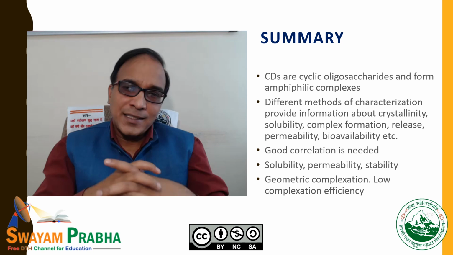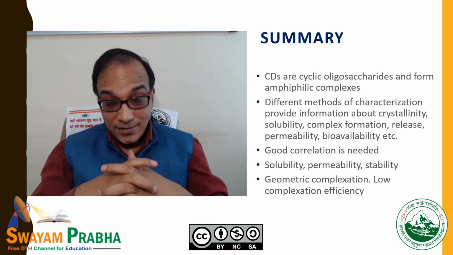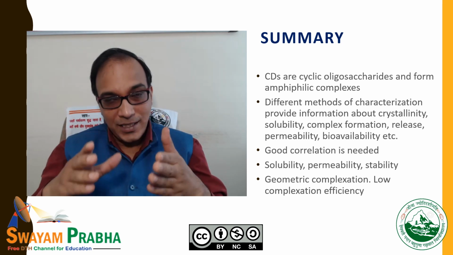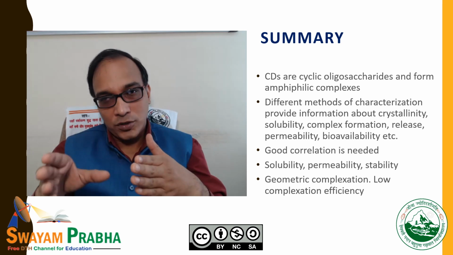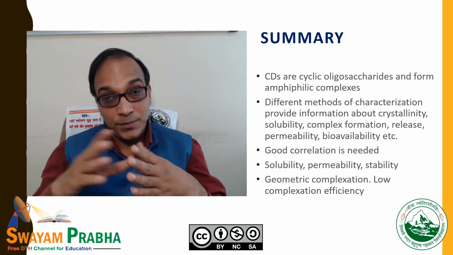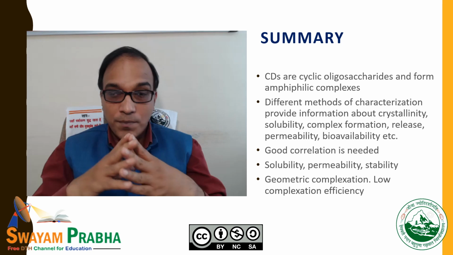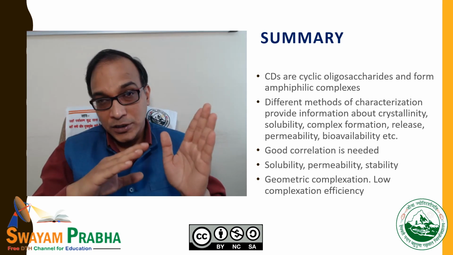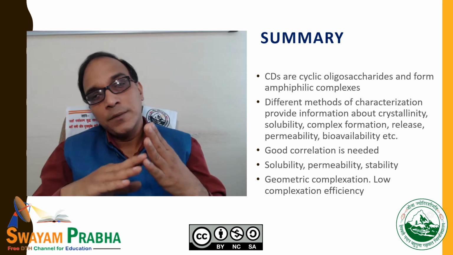Now let me summarize. Cyclodextrins are cyclic oligosaccharides. They are bacterial enzymatic degradation products. They form amphiphilic complexes. There are different methods of characterization. We have studied the different methods of preparation in the last lecture.